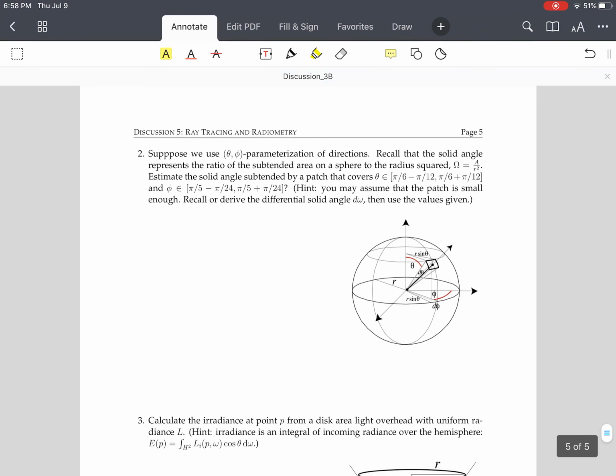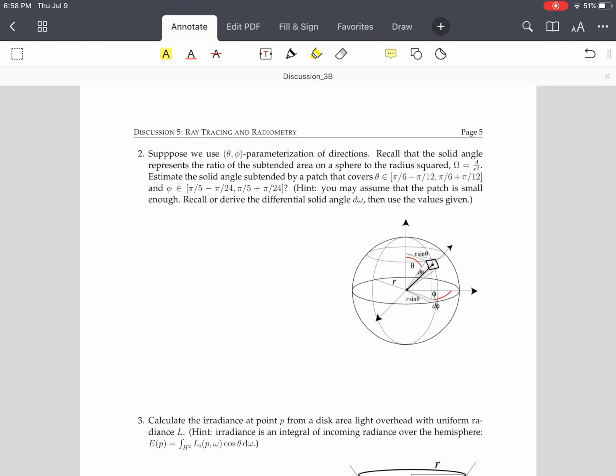Let's keep going. So number 2, suppose we use a theta phi parametrization of directions. Recall that solid angle represents the ratio of the subtended area on a sphere to the radius squared. Omega is equal to A over r squared. Estimate the solid angle subtended by a patch that covers theta from pi over 6 minus pi over 12 to pi over 6 plus pi over 12, and phi from pi over 5 minus pi over 24 to pi over 5 plus pi over 24.